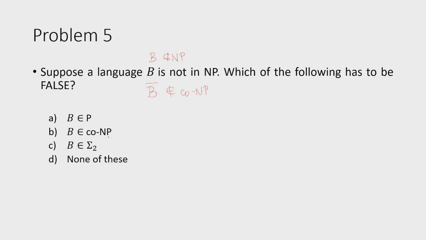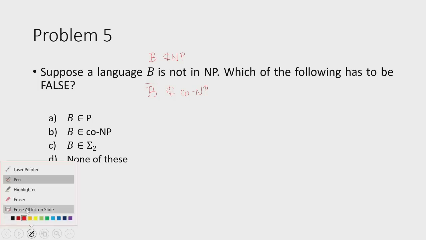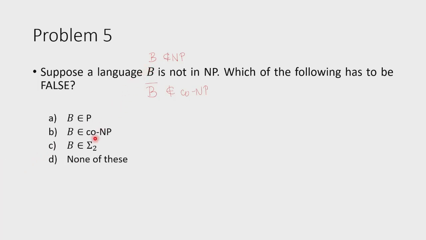So B is an element of Sigma 2 then? That is possible. It may or may not be, because it can also be in Sigma 3, right? So none of these is the answer, I think.